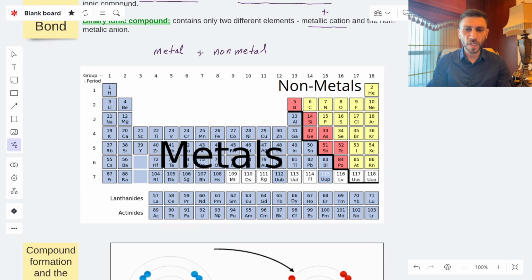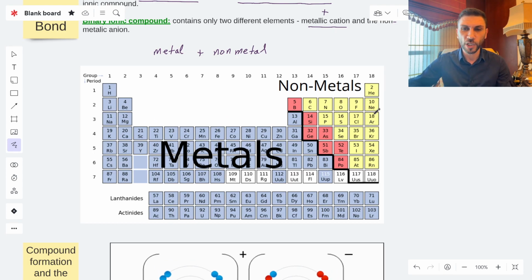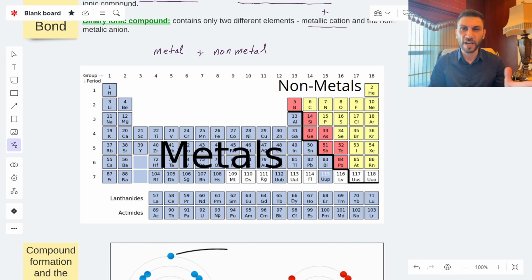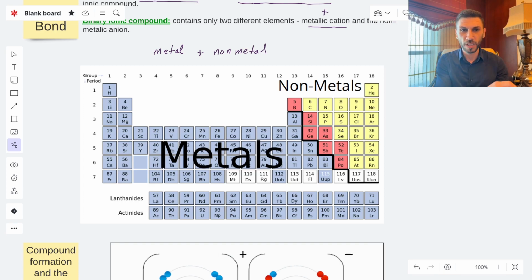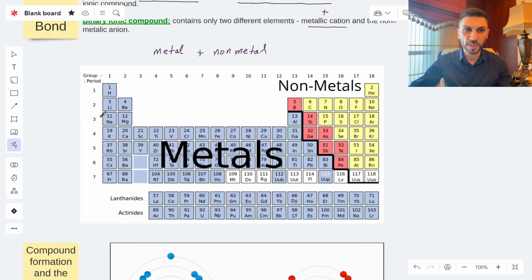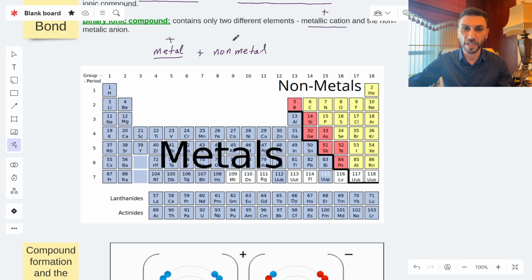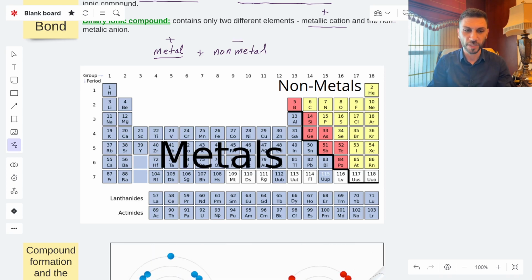All right, this is the periodic table. All the blue elements are metals and all the yellow elements are non-metals. Those red elements are metalloids. They have properties between the metals and the non-metals. We're going to study this in detail when we study the periodic table. But for now, all the blue elements are metals, which always form positive ions, which are cations, and the non-metals in yellow always form the anions, meaning negatively charged particles.